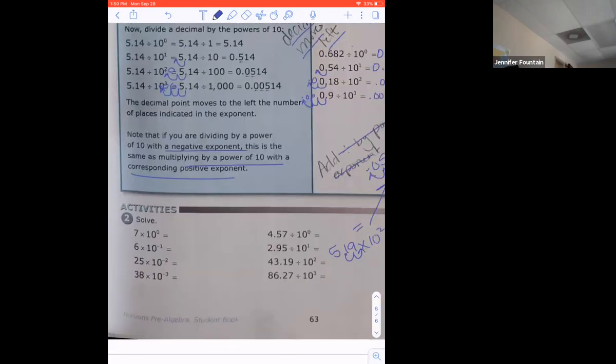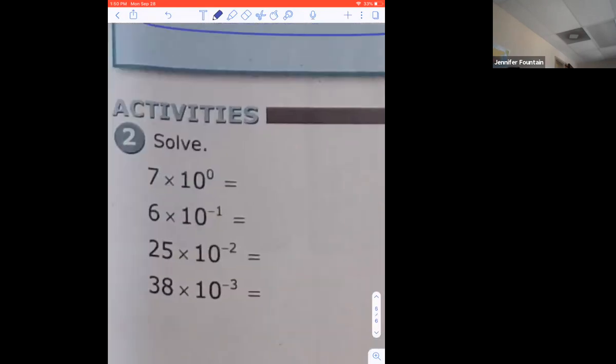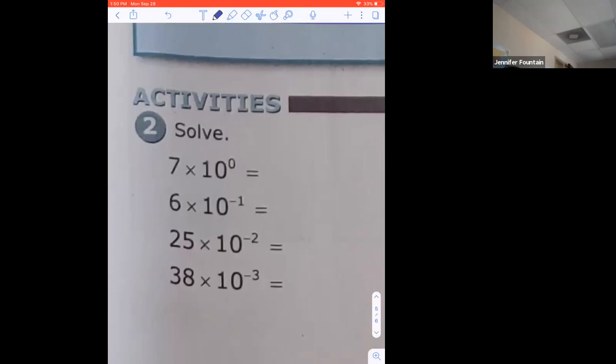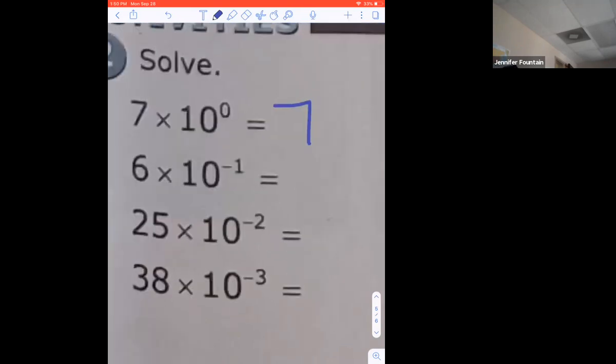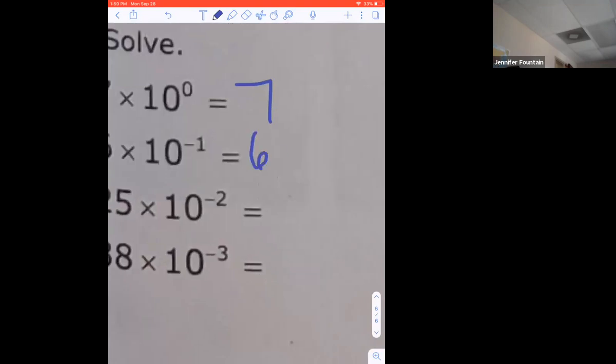All right, let's look at activity 2. Let's do this first column. I have 7 times 10 to the 0, which is the same as 7 times 1. That is 7. All right, 6 times 10 to the negative first is the same as 6 divided by 10 to the first. So which way will my decimal move here?